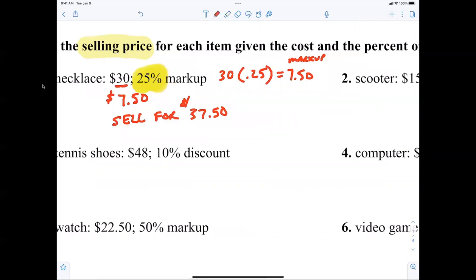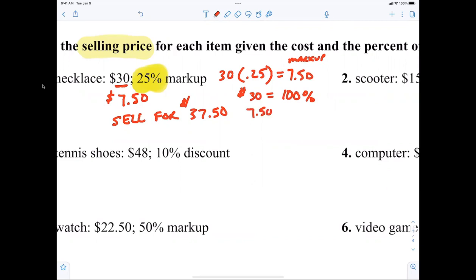$30, listen to me, people. What does $30 represent as a percentage of the total of the necklace? It represents 100%. $30 is 100% of the necklace. Come on, stop daydreaming, stop doing other things. This is how the real world works. Does everybody agree? $30 is 100%, right?